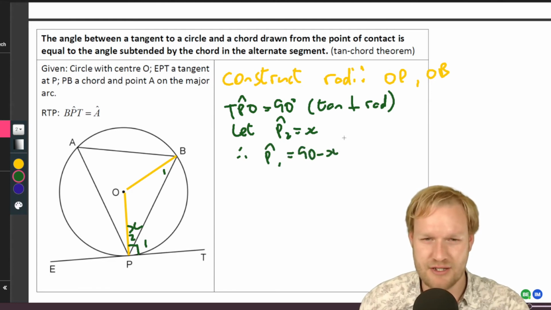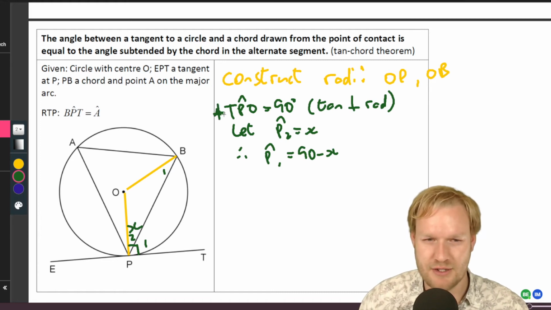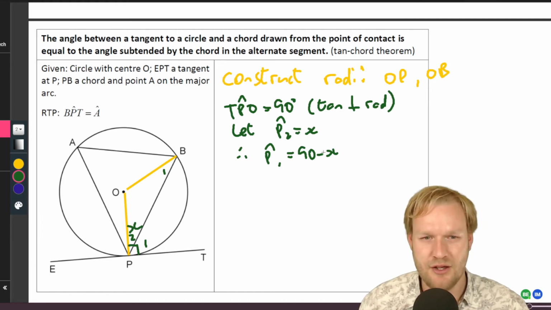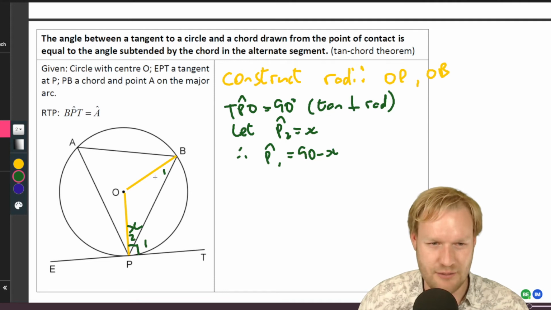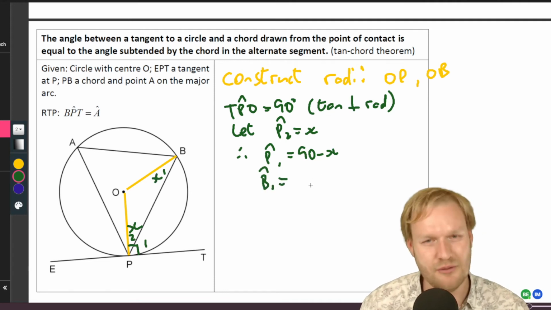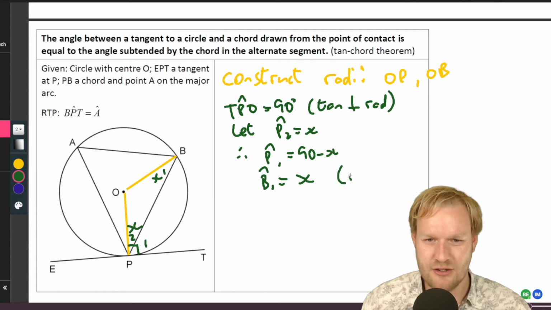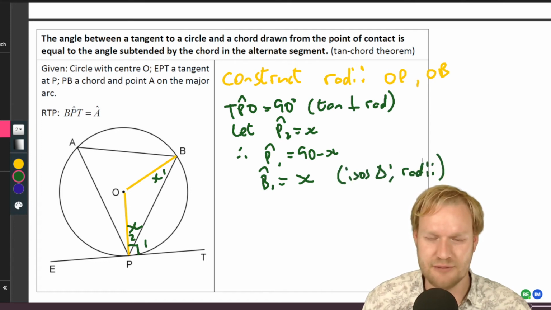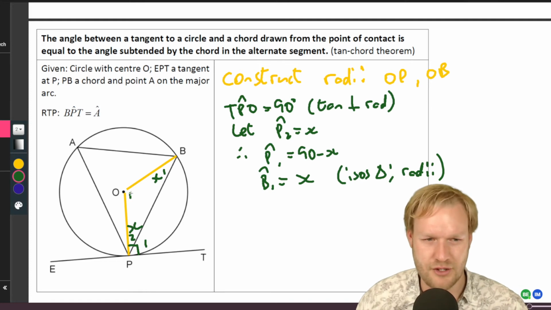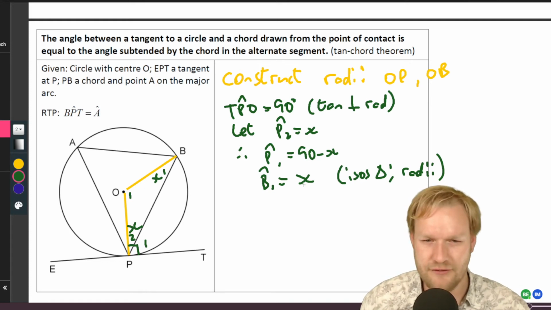No need to say the reason, but we could have skipped this line and just put our reason over there. Okay, so if that's x, then B1 is also x because there's an isosceles triangle. How often do we see isosceles triangles in circles with radii? And so B1 equals x. Well, we've got an isosceles triangle there because of those radii. So therefore, this angle here, I'm going to call this O1. The obtuse angle here, not the reflex.